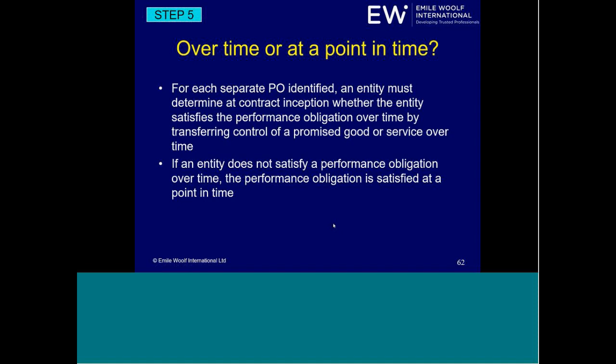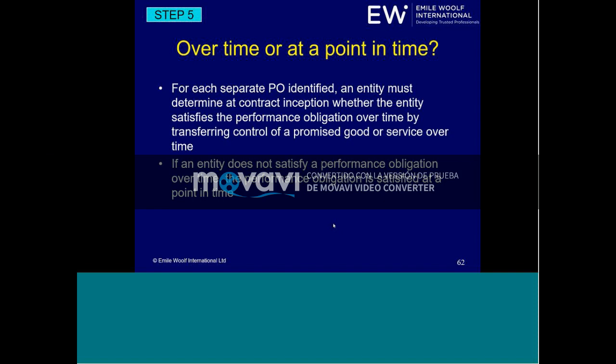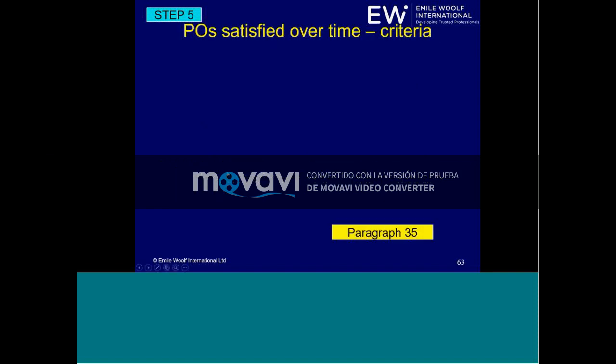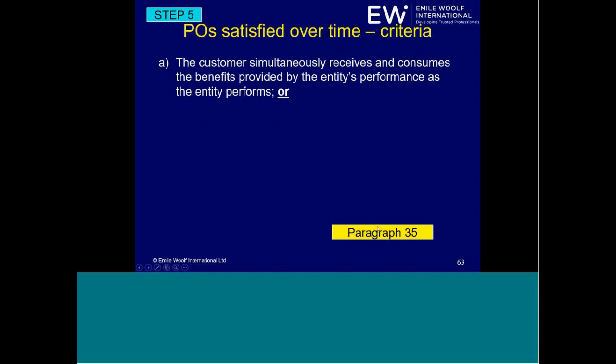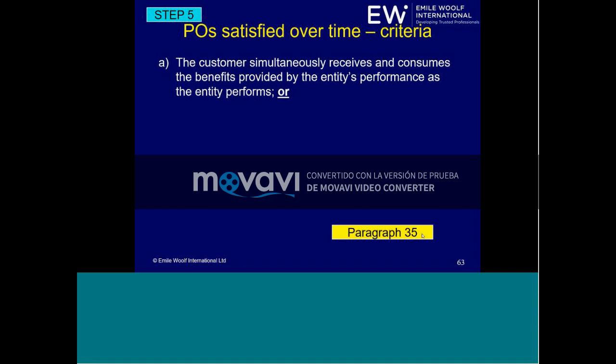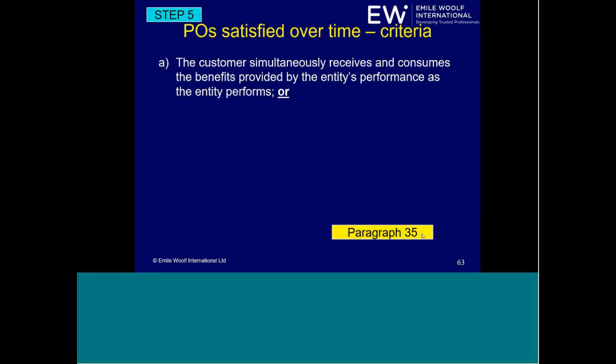I've given you 3 or 4 paragraph references, but they're some of the most critical paragraphs in this whole standard. First criteria would be that the customer simultaneously receives and consumes. Well, this is watching a film or watching a show or listening to a musical concert. One possible performance. Or the entity's performance creates or enhances an asset as that asset is being created or enhanced.